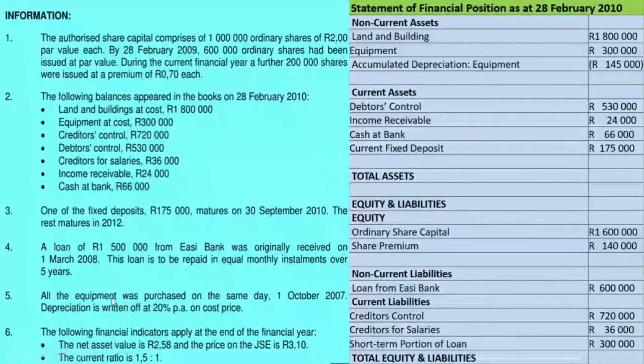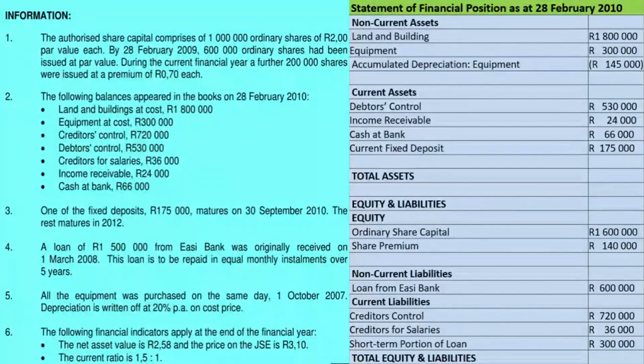Now let's read number 6. The following financial indicators apply at the end of the financial year. The net asset value is 2 rand 58 cent, and the price on the JSE is 3 rand 10 cents. The current ratio is 1.5 to 1. So you may ask, why did they give us those details?